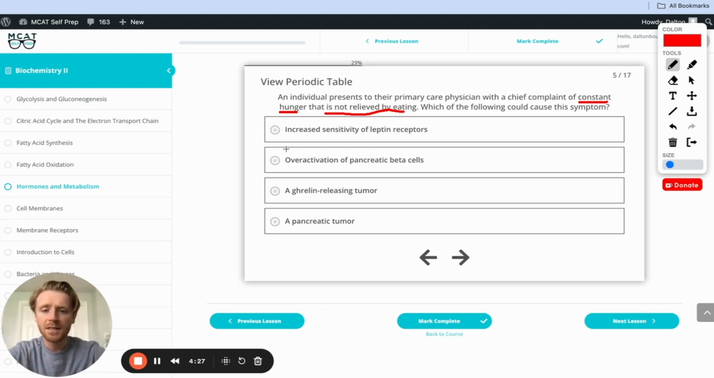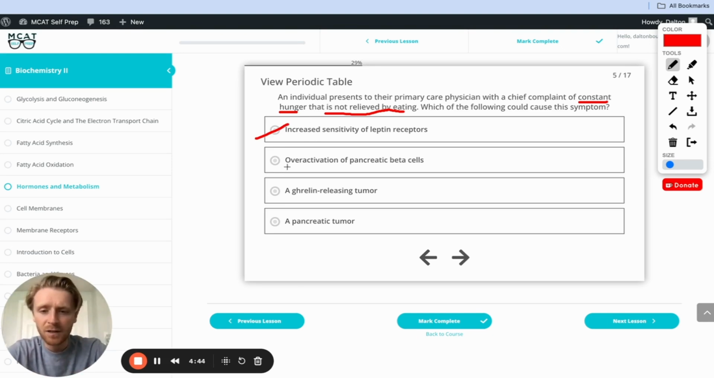First off, increased sensitivity of leptin receptors. Our body is more receptive to leptin. Well, remember, leptin is something that makes us feel full. Like we talked about, leptin comes from the lipids or the fatty tissue, makes us feel satiated. So if we're more receptive to that, we're going to feel more satiated. It's going to be the opposite.